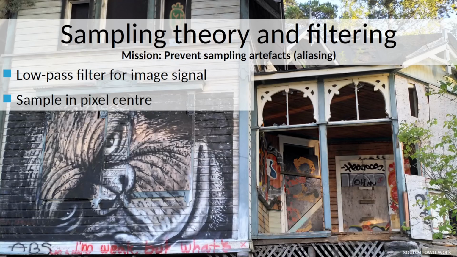That concludes our section about sampling theory and filtering, although we'll see it again in the next section. Filtering prevents or at least reduces sampling artifacts by low passing the image signal and then sampling in the pixel centers. These samples are then used as the pixel color.